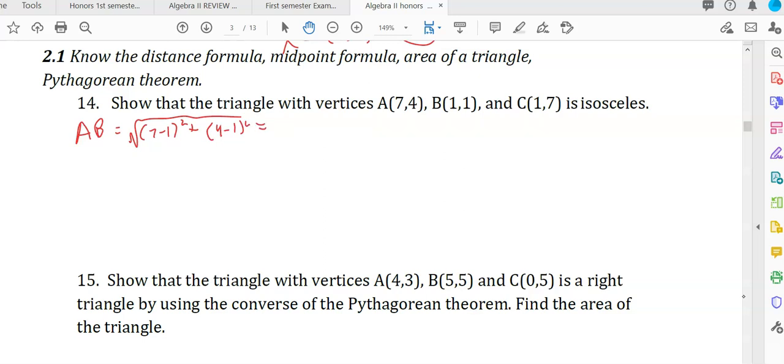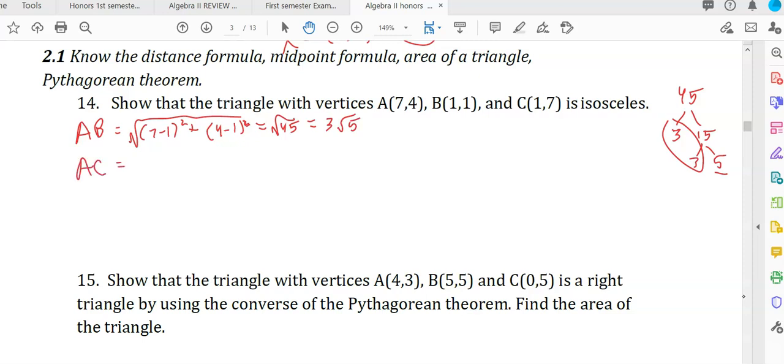6 squared is 36, plus 9 is 45, square root is 45. Square root of 45 might simplify, so if you do a prime factorization, I know 3 goes in there, 3 times 15, 3 times 5. So a pair of 3's with a 5 left over. So if you wanted to write this, it's 3 root 5, although you could leave it like that. And for this particular problem, I'll show you why in a minute.